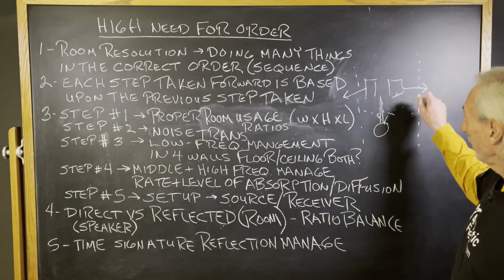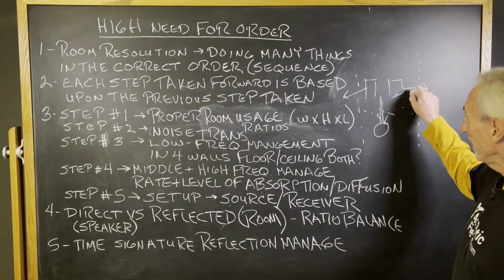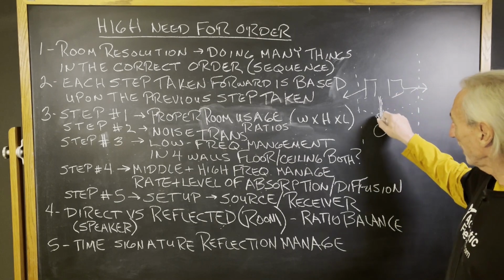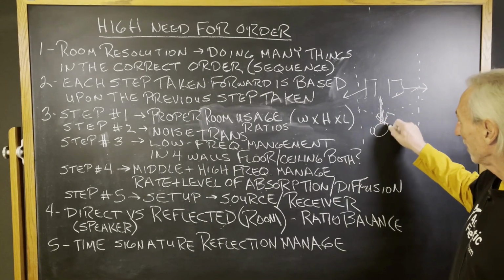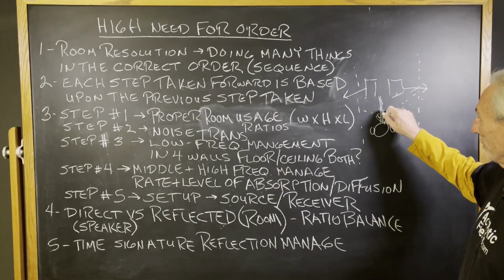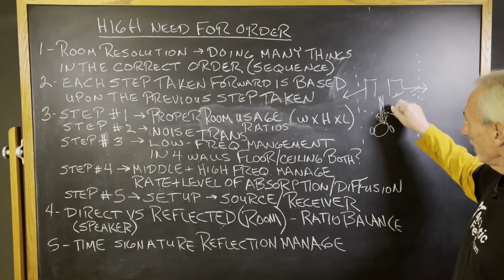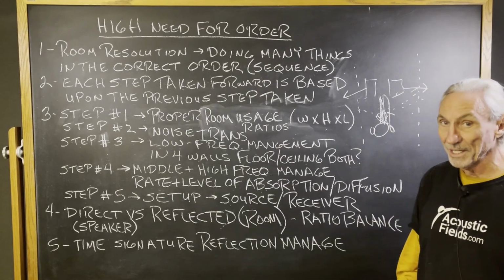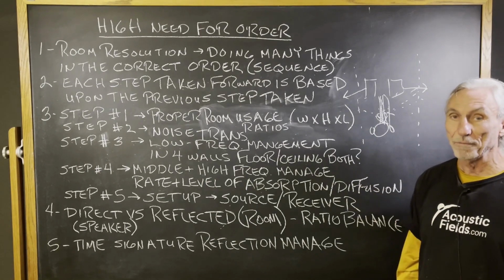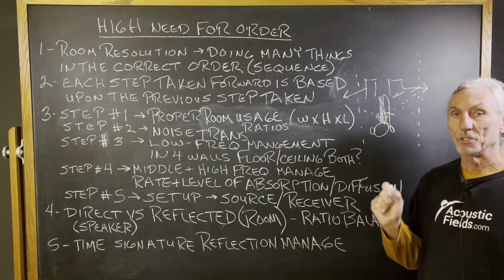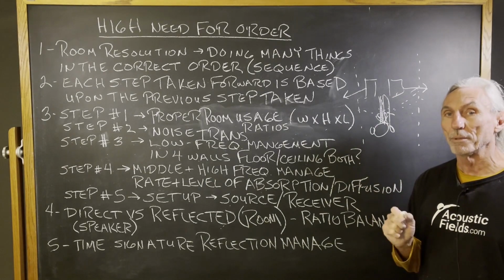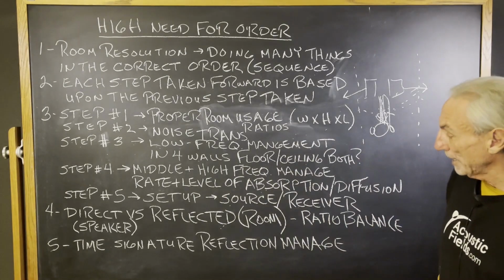Time signature of the reflections. We have to manage this time signature so we have the direct energy arriving at our ears first before the reflected. Now, this is a very narrow window here, but we can get it. 5 to 10 to 15 millisecond windows. But you can get it if you use the proper rate and level of absorption, okay?